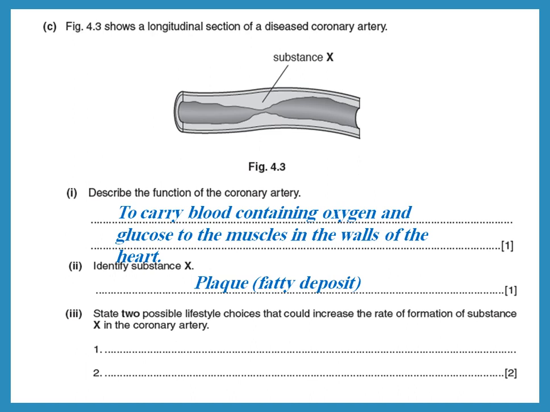State two possible lifestyle choices that could increase the rate of formation of plaque in the coronary artery. Remember, what would cause fat to deposit inside your artery? Either smoking or lack of exercise or eating too much fat.